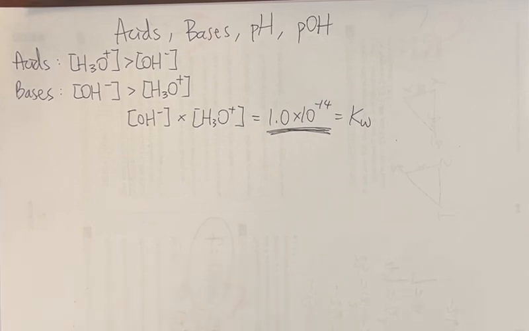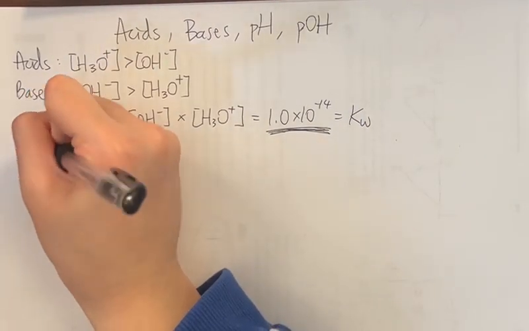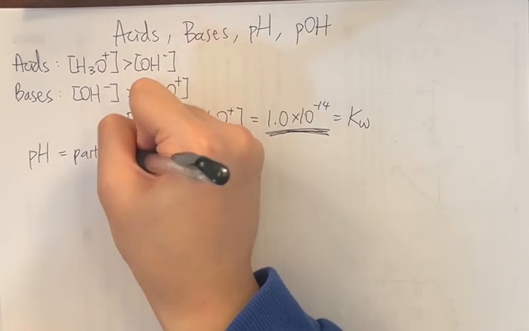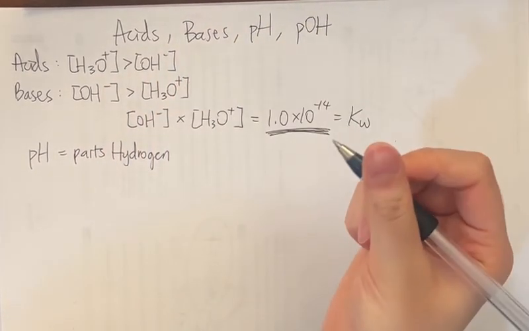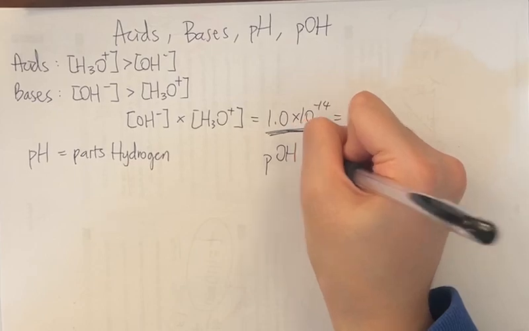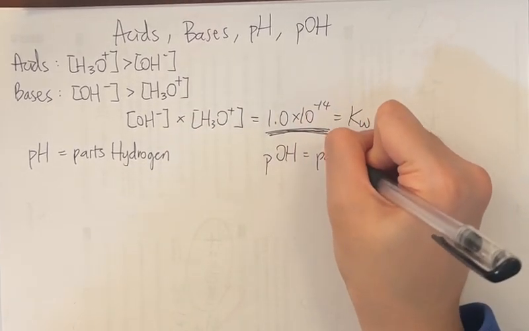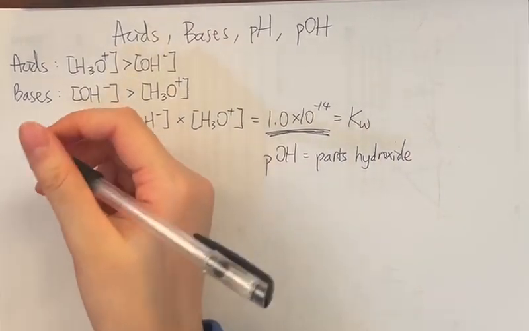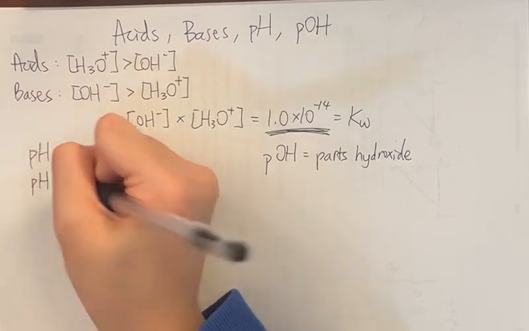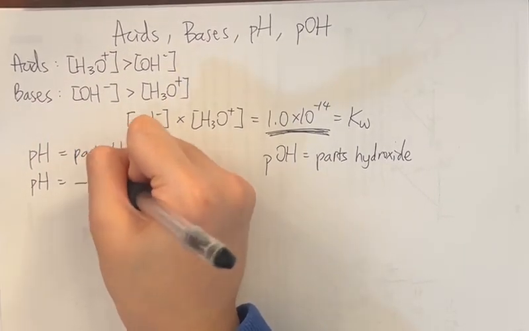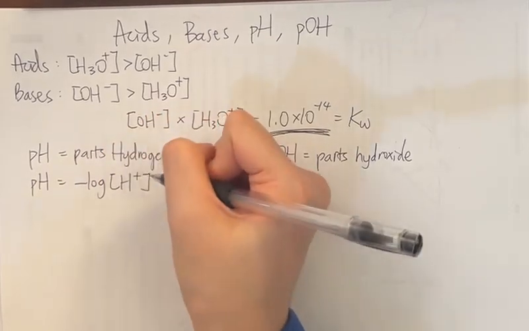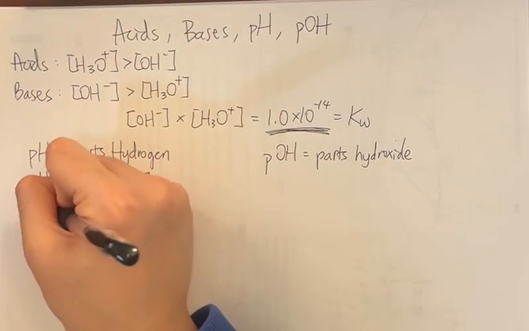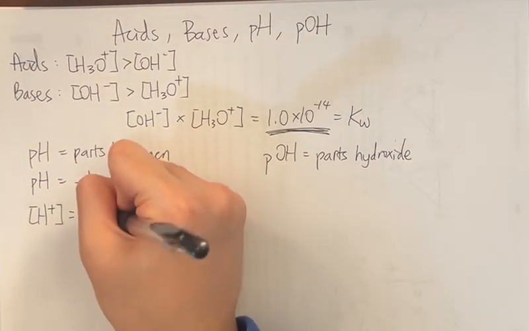It's a constant. Okay, and so what is pH? Well, pH literally stands for parts hydrogen. And pOH, on the other hand, what does it stand for? Well, it's parts hydroxide. And so pH, how do we calculate it? pH is basically negative the log of the protons, or the hydrogen ions, and the concentration of hydrogen ions is going to be 10 to the negative pH.